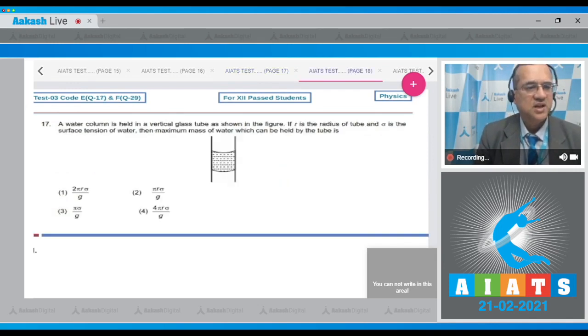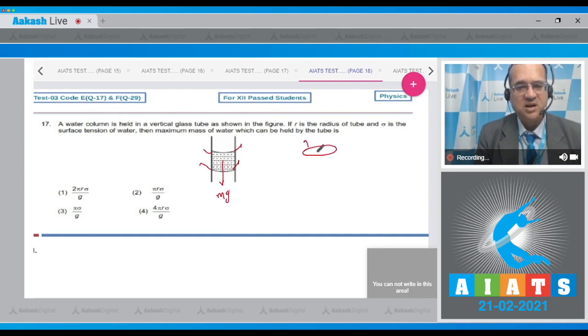Question number 17: a water column is held in a vertical glass tube as shown in the figure. If R is the radius of the tube and sigma is the surface tension of water, then the maximum mass of the water which can be held by the tube. Now see, at both the points the surface tensions are acting, and the surface tensions at top and bottom will balance the weight of this body. Now what is the surface tension of this one?